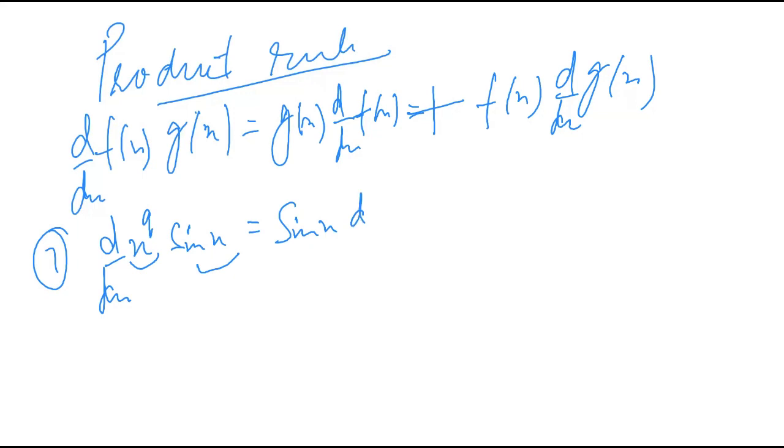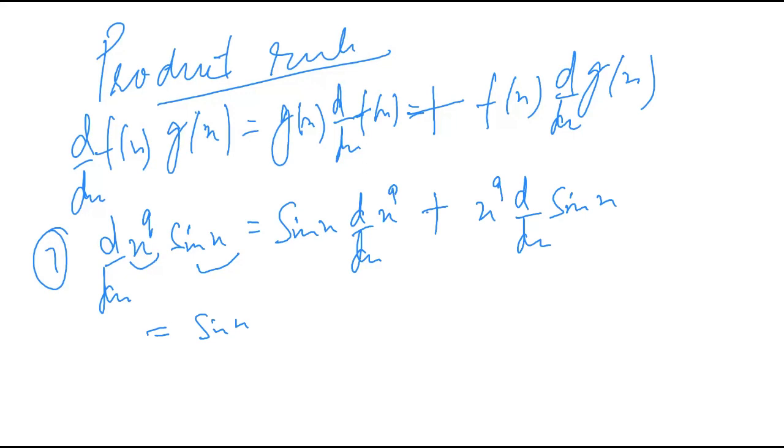Now here I will be having d by dx of x raised to power 9, plus. Then comes fx. Fx is x power 9. I don't have to differentiate it now. The differentiation of x power 9 is not taken into account. And I have to differentiate the second part, which is d by dx of sine x. Okay. In these two steps, I have to do this. Now, sine x will remain as sine x.